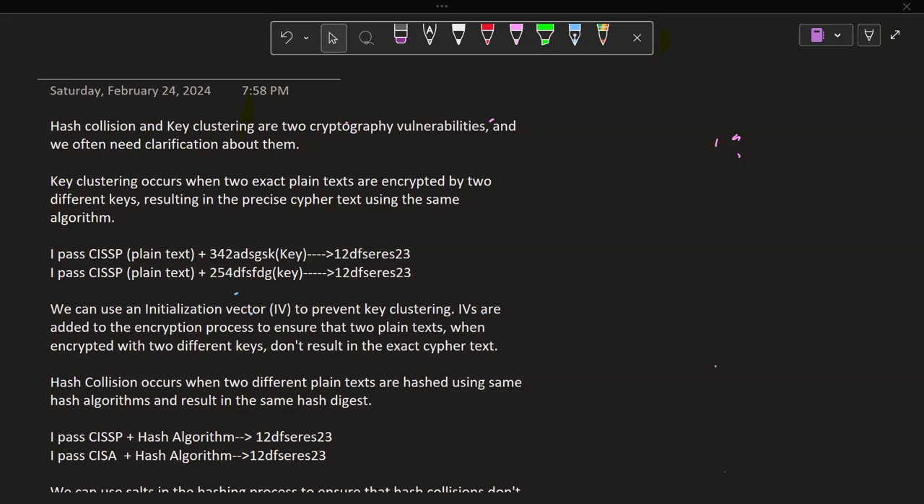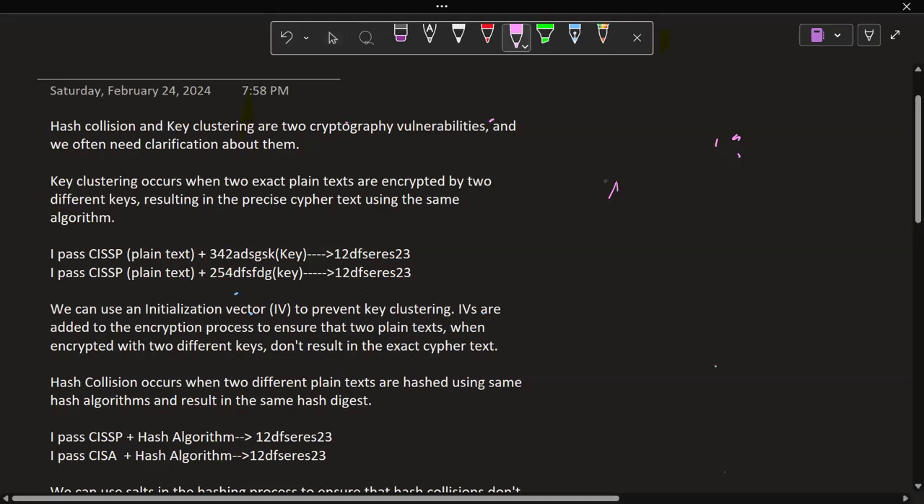What is key clustering? Let's understand that. When we talk about encryption, encryption is a process of converting plain text into ciphertext with the help of a key and an algorithm. Key clustering is one of the vulnerabilities in an encryption process. This term is quite a misnomer. Don't consider this as a grouping of two keys. No, it is pretty different from that. Key clustering means when two exact plain texts are encrypted by two different keys, they result in a precise same ciphertext.